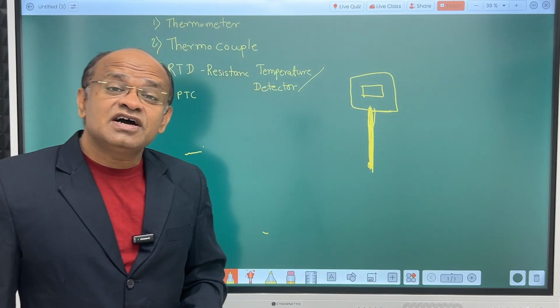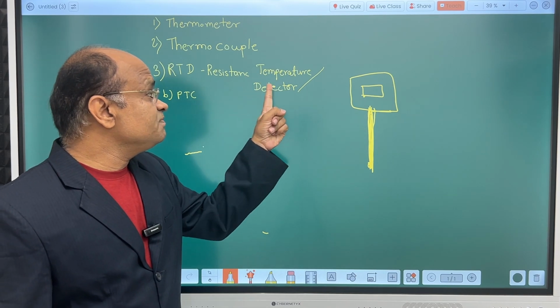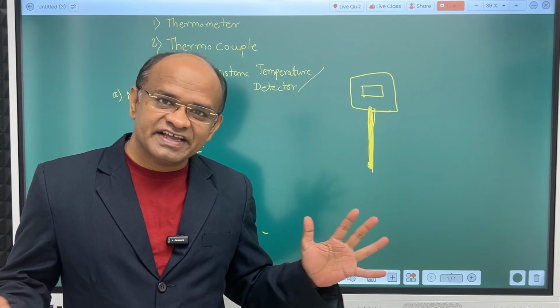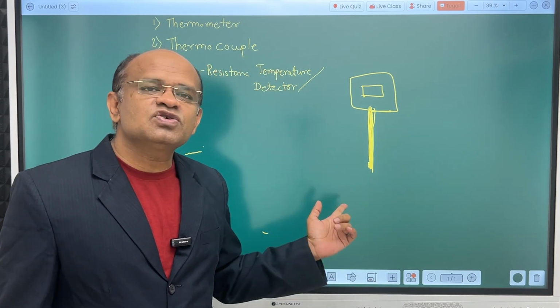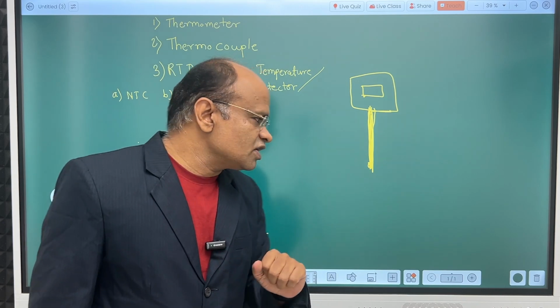Now the third type of sensor is the RTD, resistance temperature detector. This is used for a very high range. We will see the range of these sensors. Now how it works, that is important.